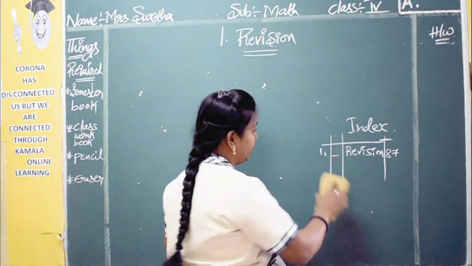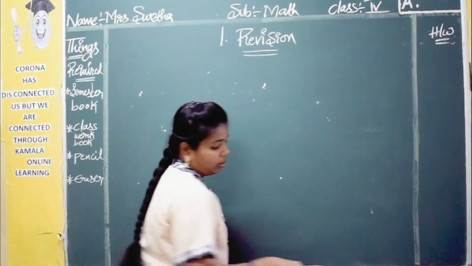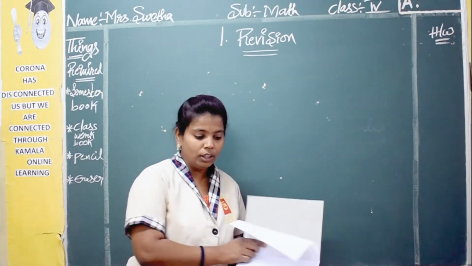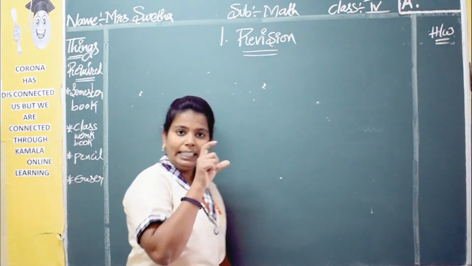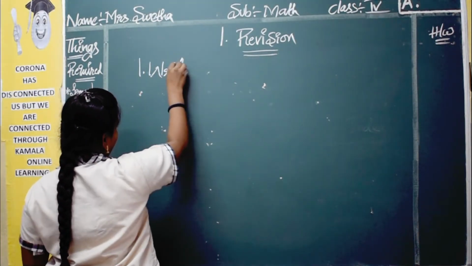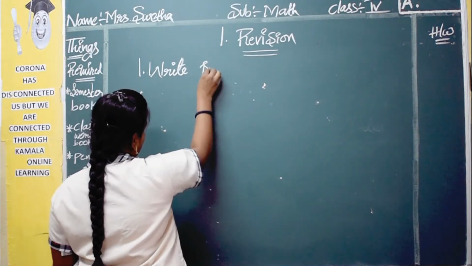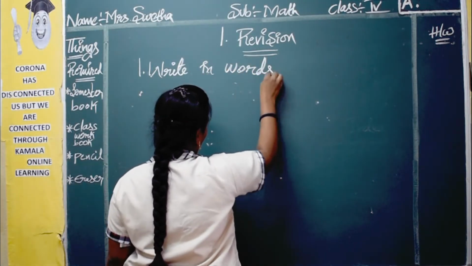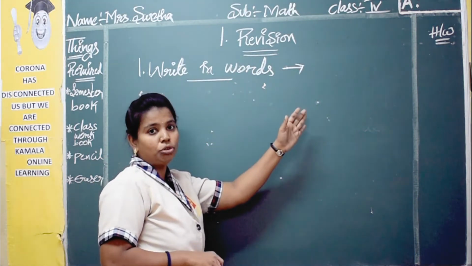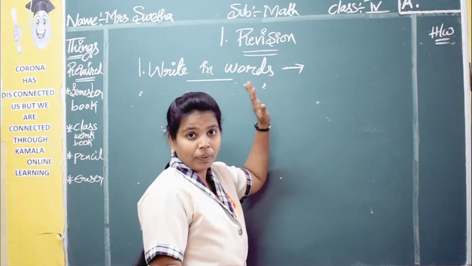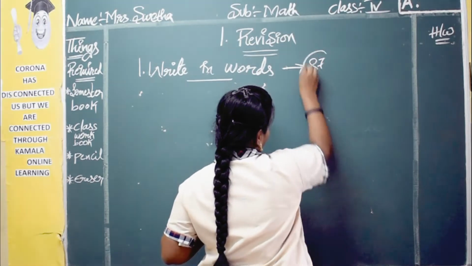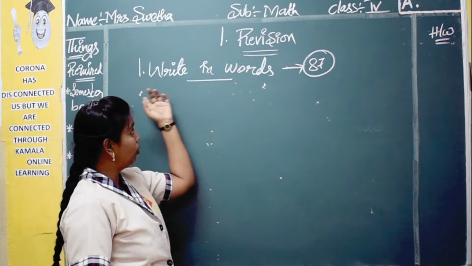So how do you write it here? You can write 1, chapter number 1, and revision. Now start. After that, leave one line and write the question. What is the question here? Write in words. If you mention the page number here, it will be very easy for you when practicing at examination time also. So you have to mention the page number for the page.